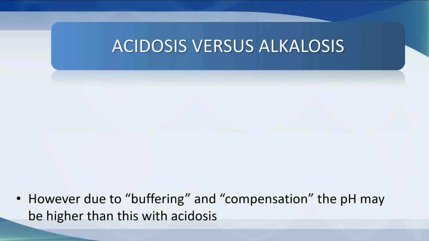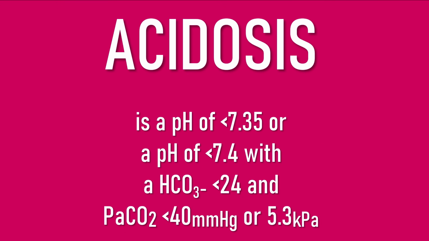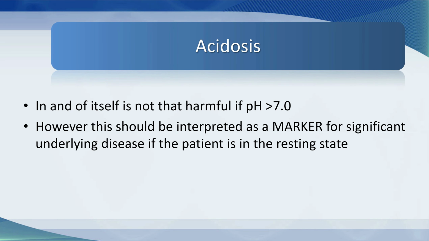So to define acidosis, in my view, I think this is reasonable. Acidosis is a pH of less than 7.35, or a pH of less than 7.4 with a bicarbonate that's less than 24 millimoles or milliequivalents per liter and a PaCO2 that's lower than 40 millimeters of mercury or 5.3 kilopascals. In and of itself, acidosis is not terribly harmful if the pH is greater than 7. However, this should be interpreted as a marker for significant underlying disease if the patient is in the resting state.